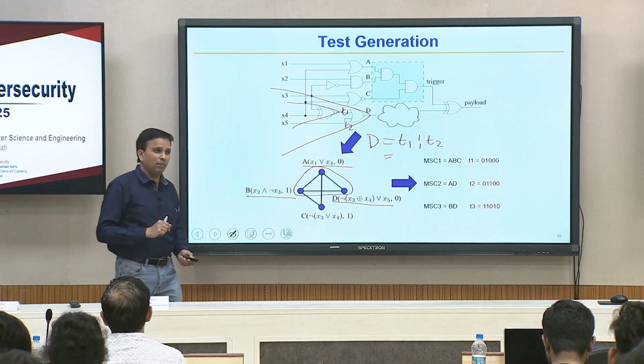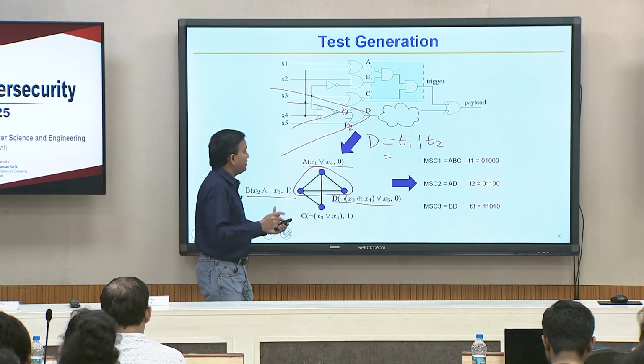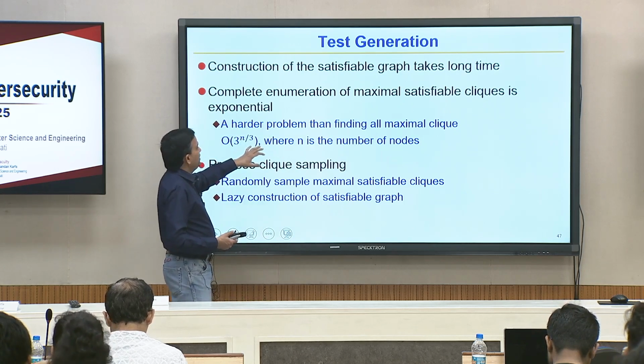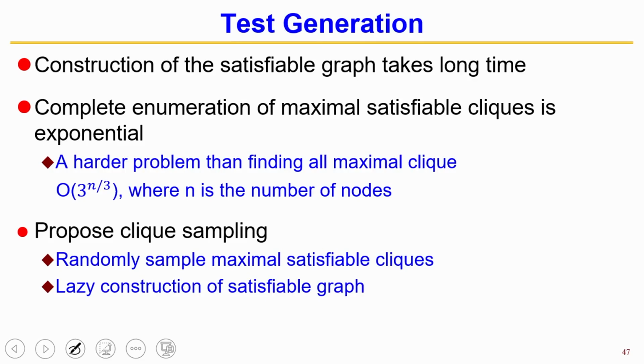Then there is another problem. I quickly flip the slide: maximal clique finding, you see, is 3 to the power n, it is not even 2, the number of cliques and all of that is also exponential.